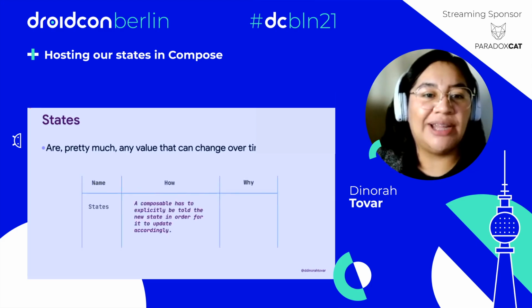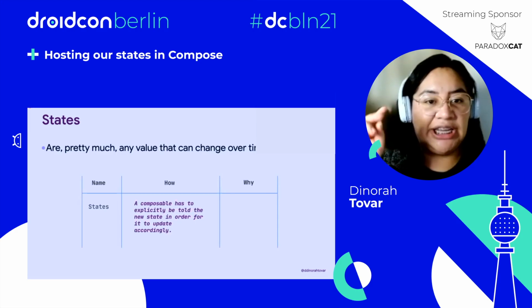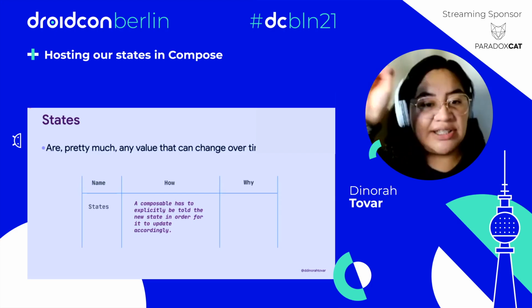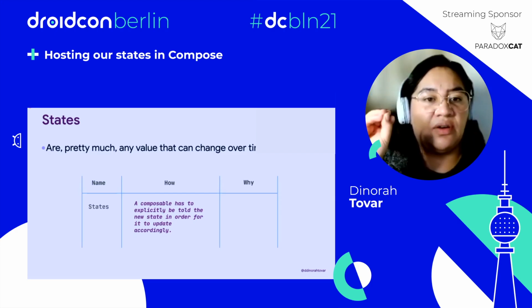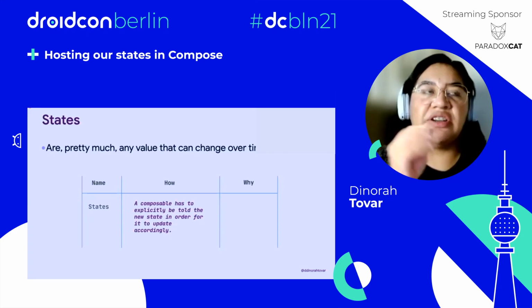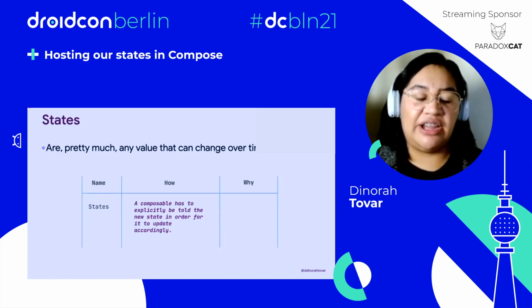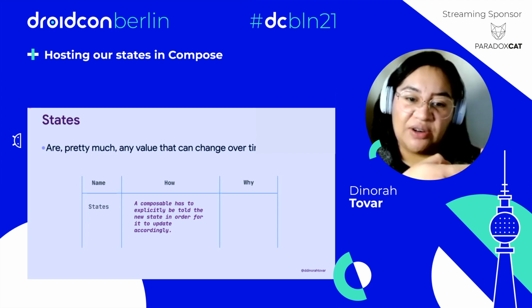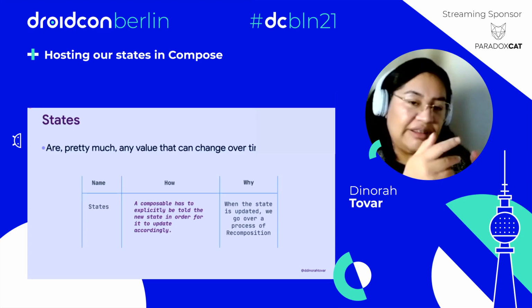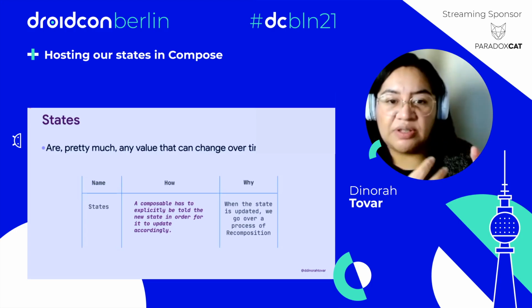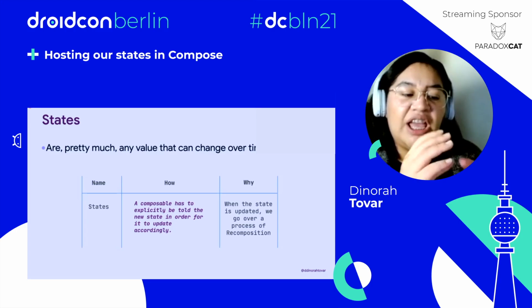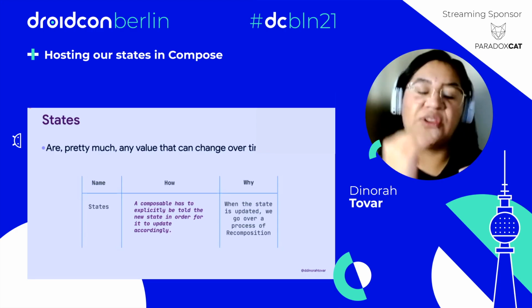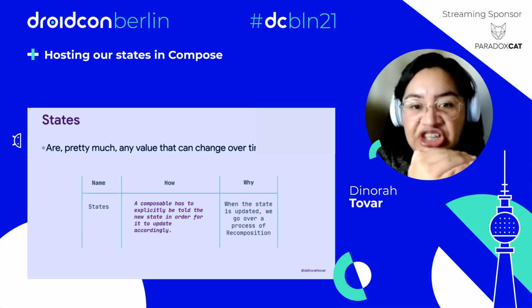Why does it change over time? Because you need to be very explicit when you are talking about composable functions. You need to be told that there is a new state on the function. For example, if the user is writing their email in a form, the user is typing. So every time they're typing, we need to update the state of the view, right? The reason is that we go over this process of recomposition. So we need to make sure that every time the data changes, we give feedback to the view so the user can actually see something is changing.